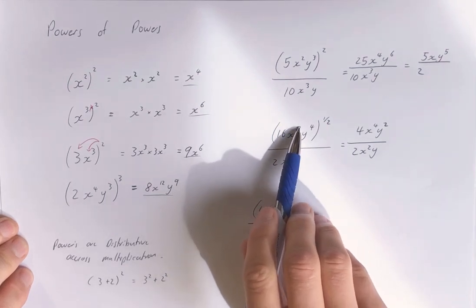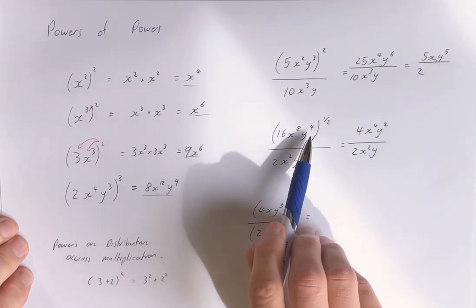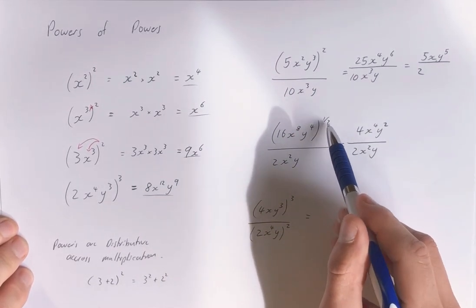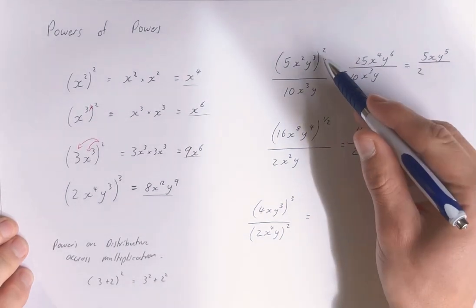So what times itself gives x to 8? Well, it's x to 4. And what times by itself gives y to 4? Well, it's y to 2. Or think about multiplying those powers, just like we've been doing up here.